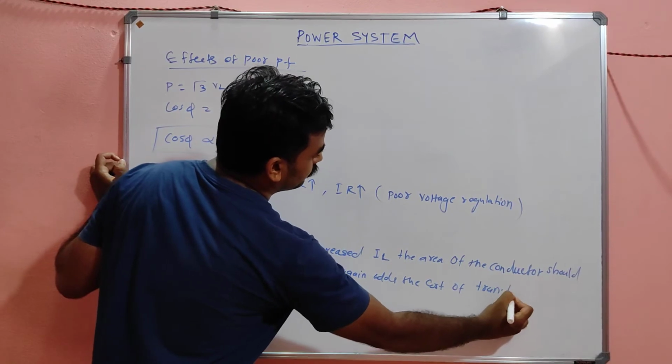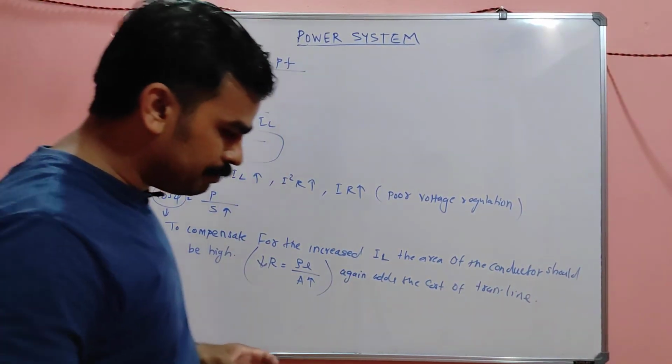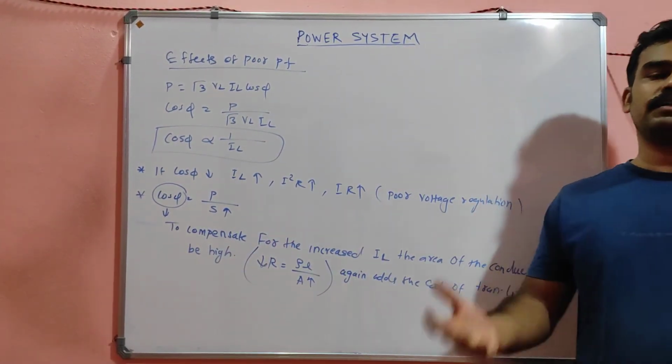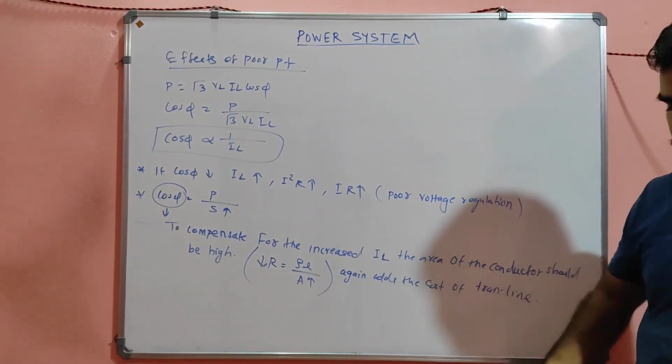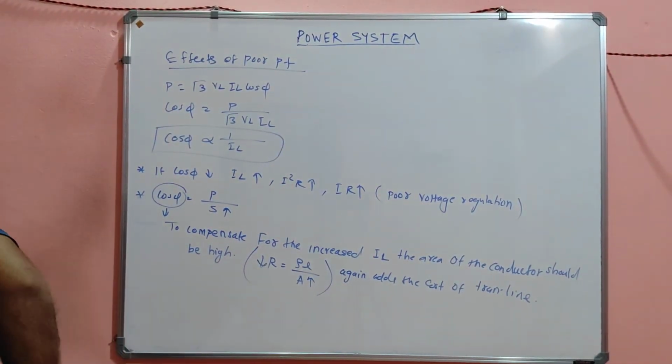the transmission line. So these are the problems of the poor power factor. That's why we always say that the power factor of the transmission line should be near to unity. Okay, my dears. Okay.